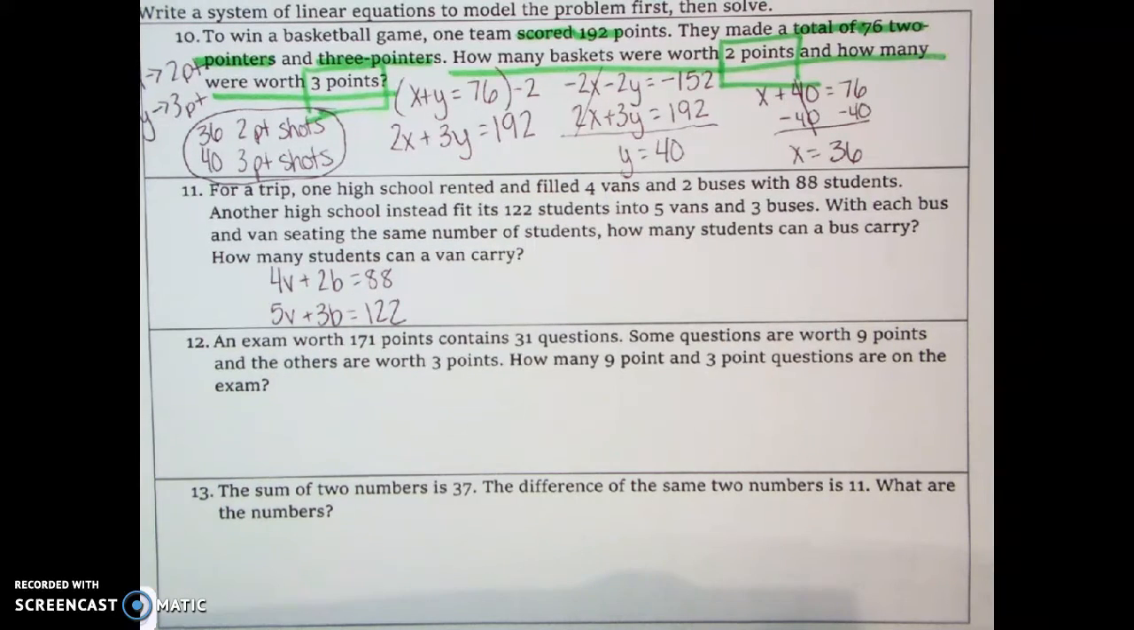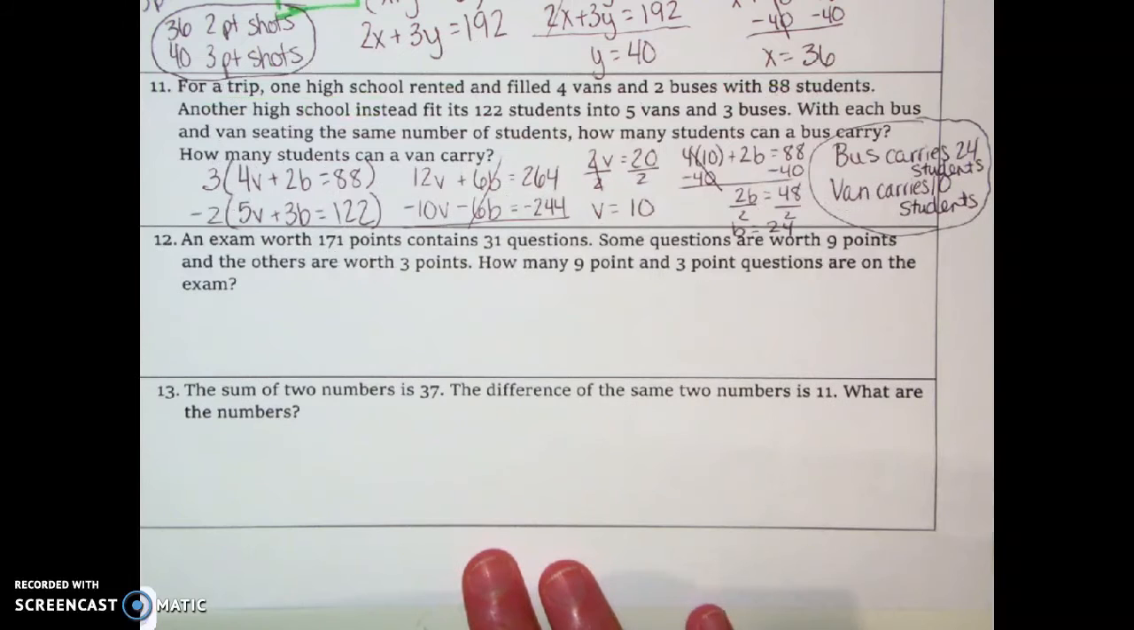Okay, so again, I'm going to have to pause it and work it out. I will tell you I'm going to use elimination, but I'm going to have to multiply top and bottom by something. So just hang on one second.